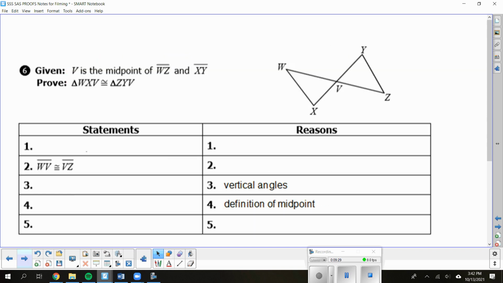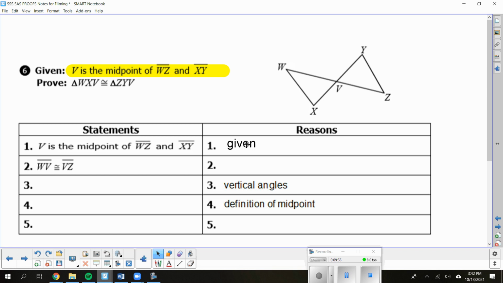All right, this is what your proofs will normally look like. Fewer blanks filled in, and you're coming up with more statements and reasons, a combination of both. So your first statement always goes in the first box, your given statement. So B is the midpoint of WZ and XY. That should be the first one. And the reason that you get to use it is that it's given to you.